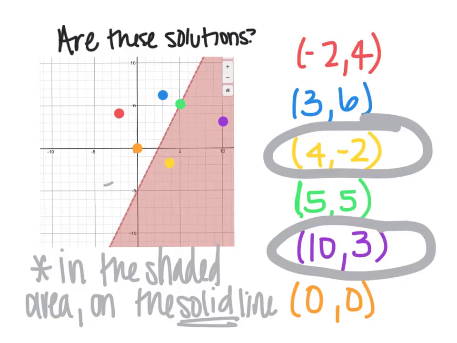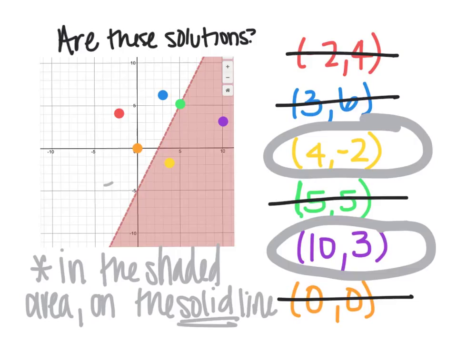So it is very obvious that my pink one is not a solution, my blue is not a solution, and the orange is not a solution, because notice the pink, the blue, and the orange, all 3 of these points are definitely not in the shaded area. The question is this point, the green point, which is (5, 5), is it a solution? So notice it's on our line, but it says it's a solution if it's on a solid line. This line is not solid, so that means that (5, 5) is not a solution.